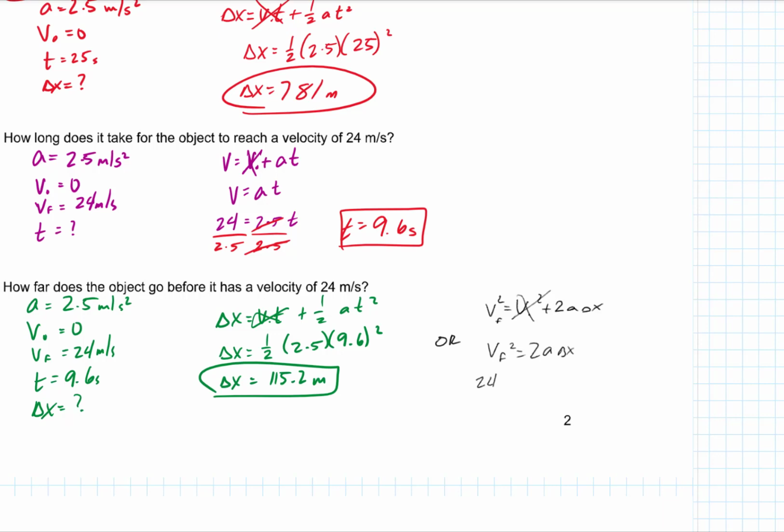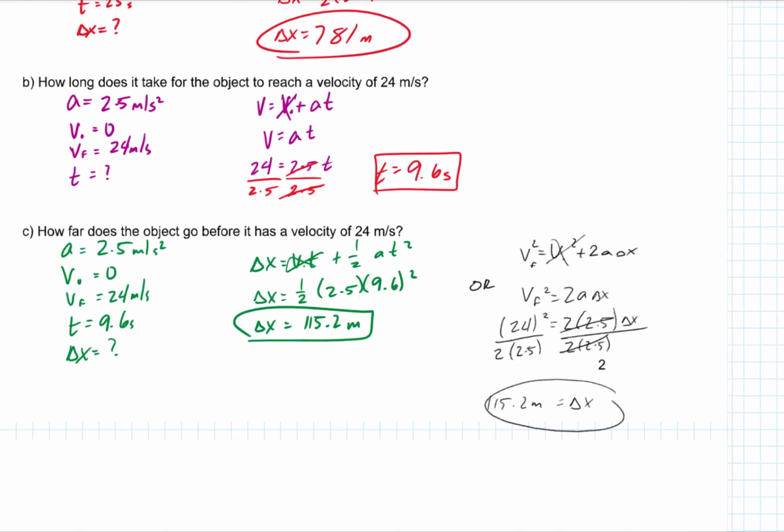So we're going to plug in all of our numbers. 24 squared is equal to 2 times 2.5 times delta x. We want to isolate delta x. We want to get it all by itself. So we're going to divide both sides by 2 times 2.5. That's going to get rid of it on the right side, and I've got on the left side 24 squared divided by the quantity 2 times 2.5. So 24 squared divided by 5. We put that in our calculator, and we still end up with 115.2 meters.